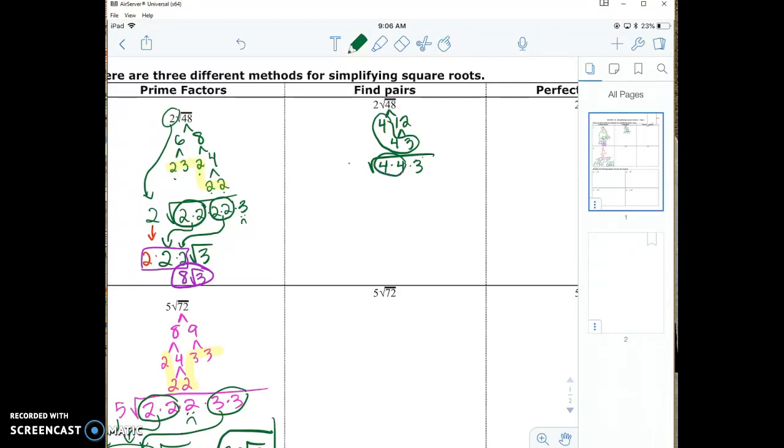And just like before, my pair of 4's that match up, get married, become 1, they leave the house. So I write 1 4 on the outside. The 3 is lonely. He stays inside the radical. And don't forget to carry down the number that was in front. 2 times 4, I can simplify this. 2 times 4 is 8, square root 3. Notice, this is the same answer I got by breaking all the way down into primes.